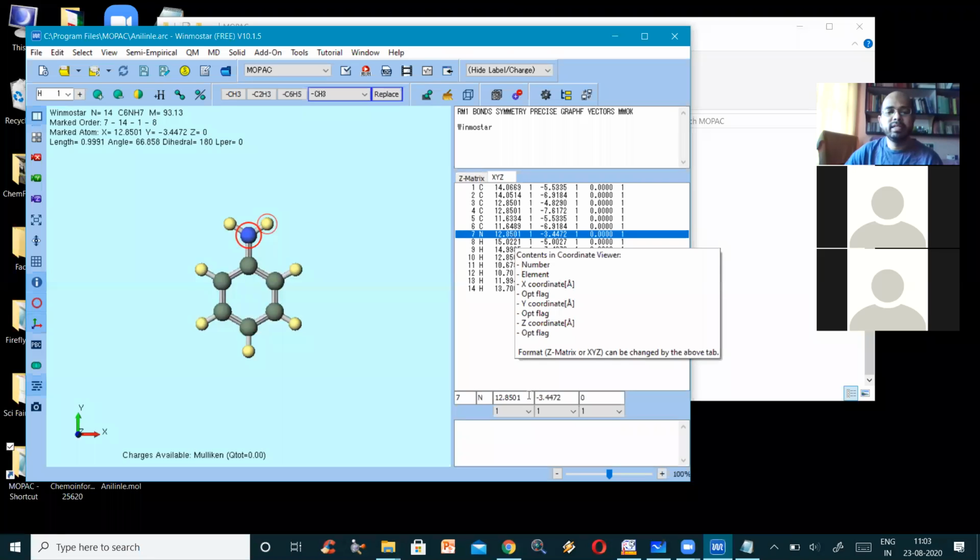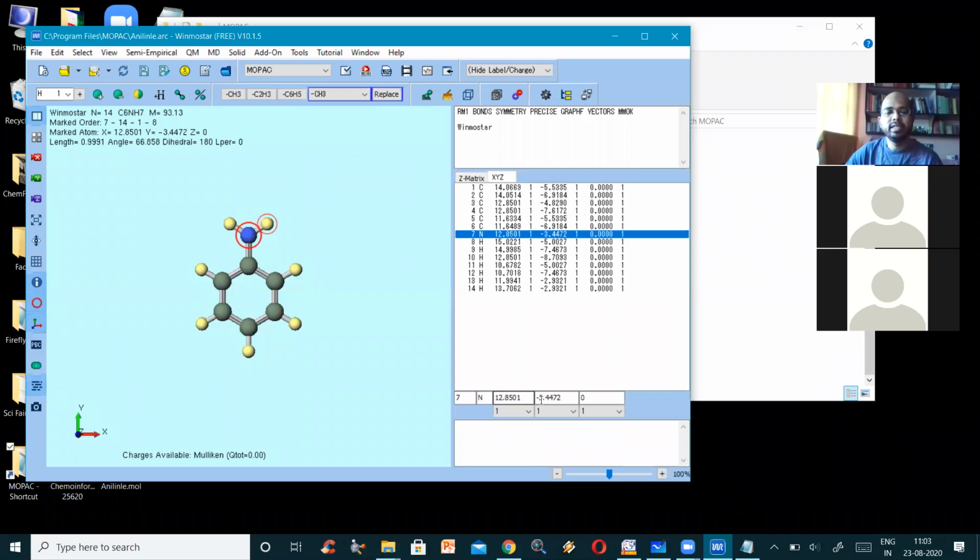Okay, so it has printed out all these things, 12.8 and minus 3.44. So minus means it is out of plane. Plus means it is inside the plane. So every atom I click gets highlighted. This is the beauty with this software. You can see what is happening there. Every bond I click, it goes there, and you see a lot of the results there.